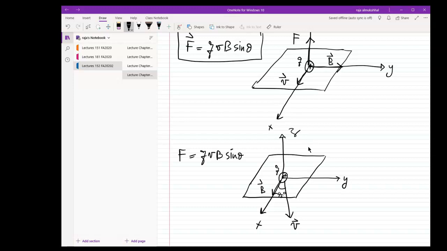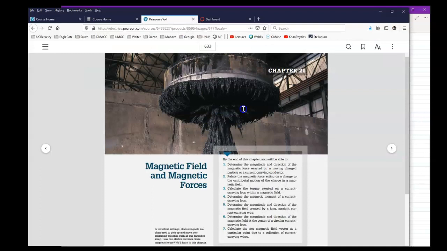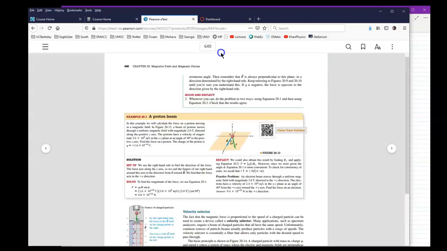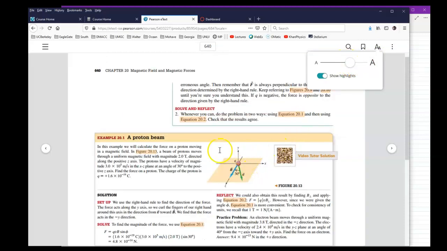This is actually example 20.1. Let me show it to you in the book. Page 640. Right here. I make it a little bit bigger. There we go. Look at the picture. It's pretty similar to the plane. Oh, okay, he's using 30 degrees rather than 45.